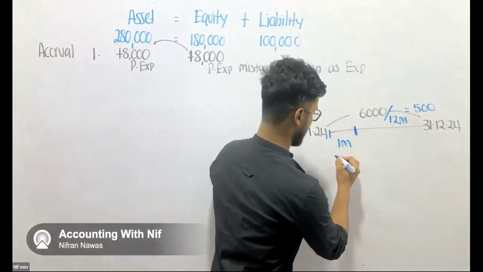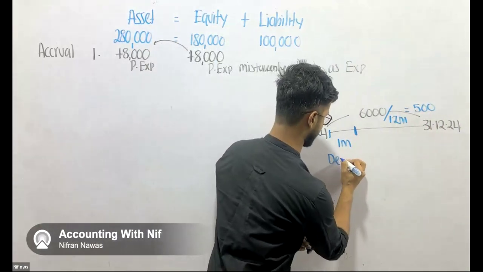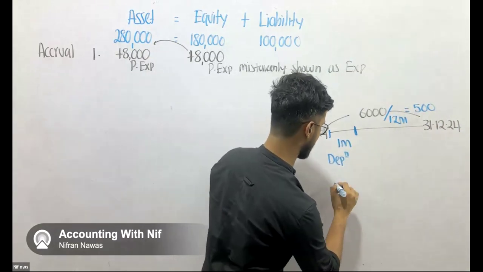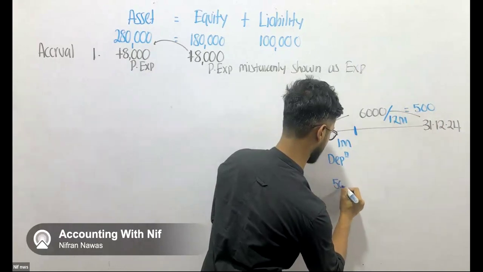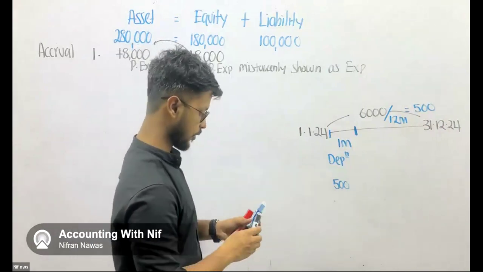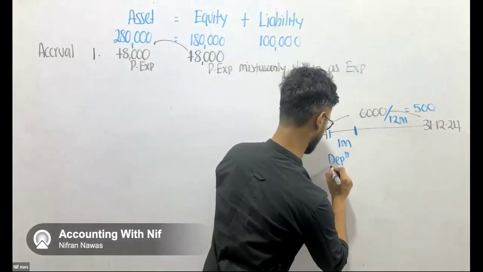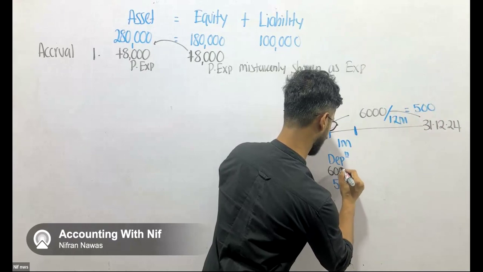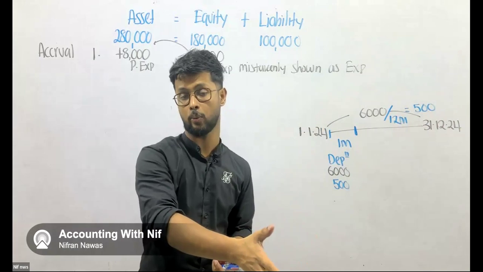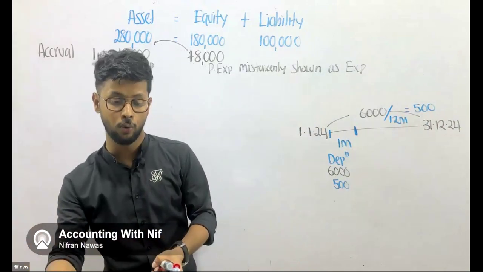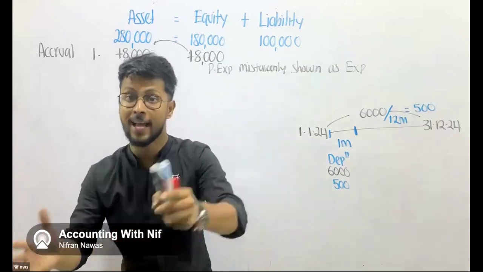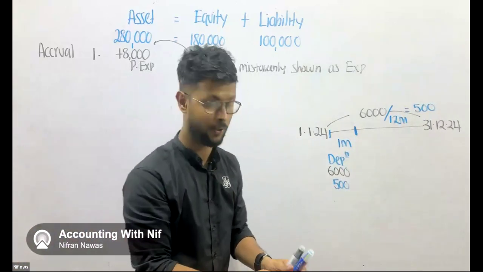A month's depreciation should be 500. So depreciation is an expense. So how much should you have shown as depreciation? You should have shown 500 as depreciation. But how much did you actually show? You showed 6,000. Did you understand? A month's depreciation should have been included under equity. But what did you do? You included a year's depreciation, which is wrong. Do you get what I'm saying?